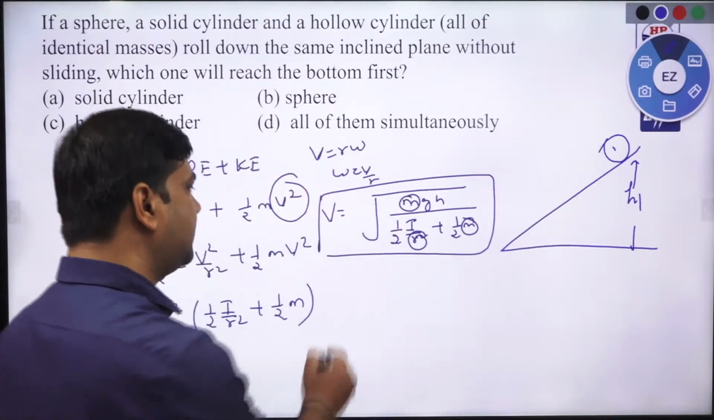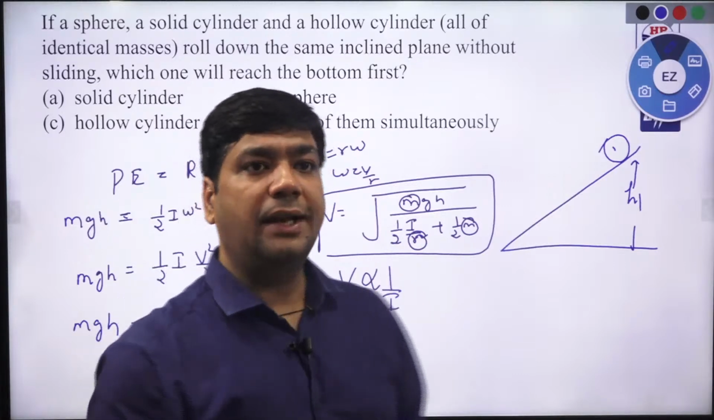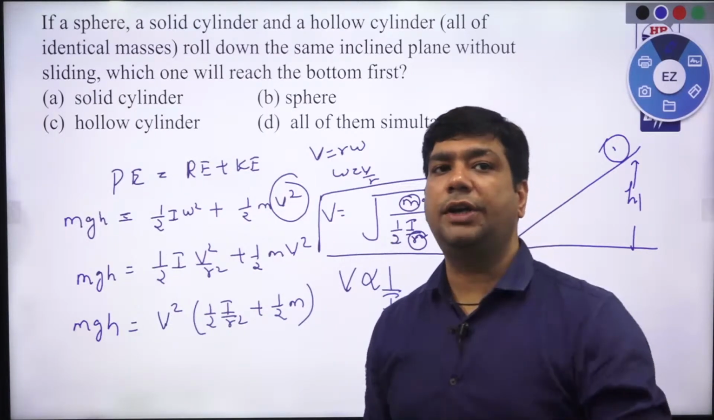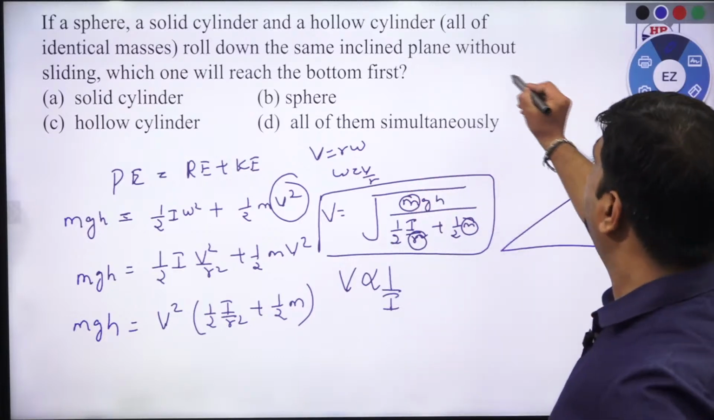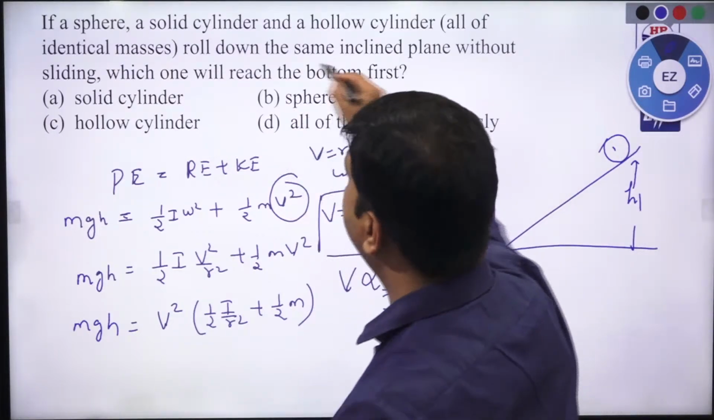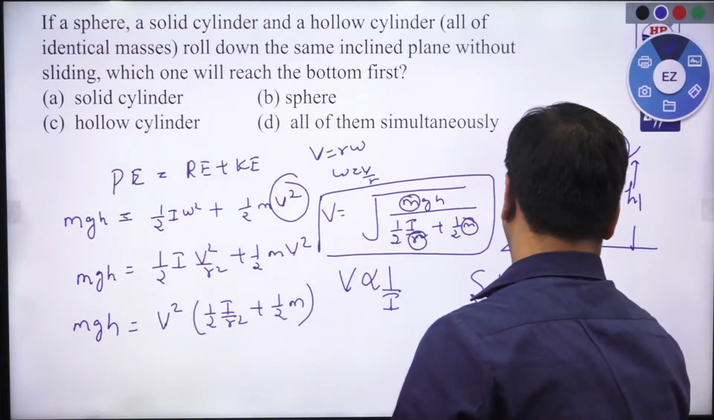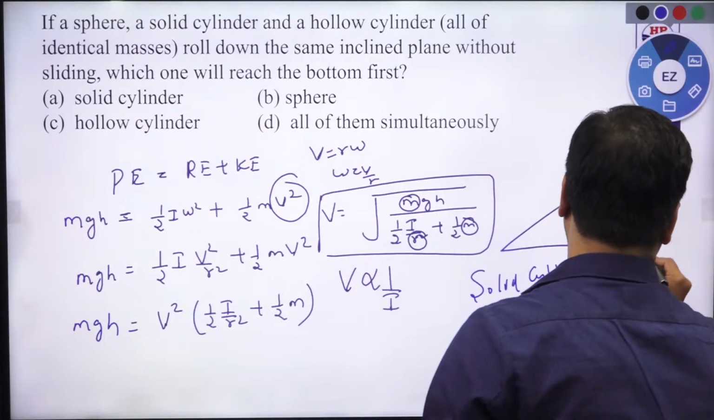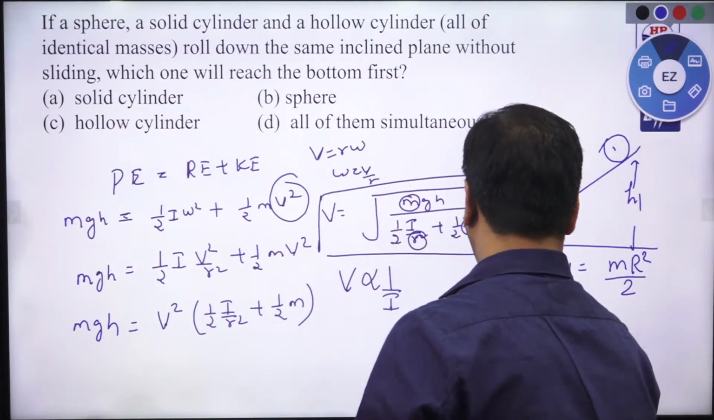So now the velocity is inversely proportional to 1 upon I. So the one having the maximum moment of inertia reaches the bottom last, and the one having the least moment of inertia reaches the bottom first. So I am just talking about the moment of inertia. The moment of inertia of a solid cylinder is mr square by 2, and for a hollow cylinder.